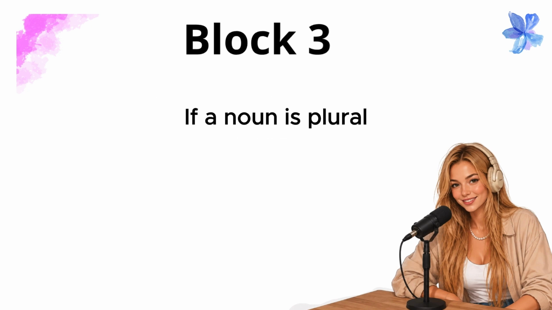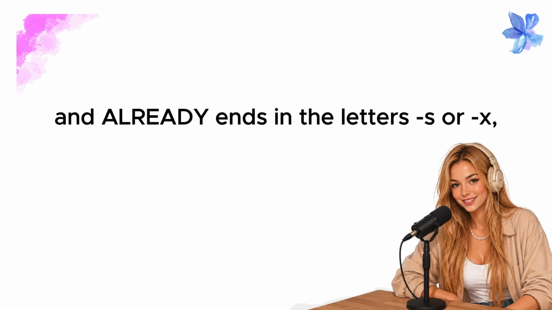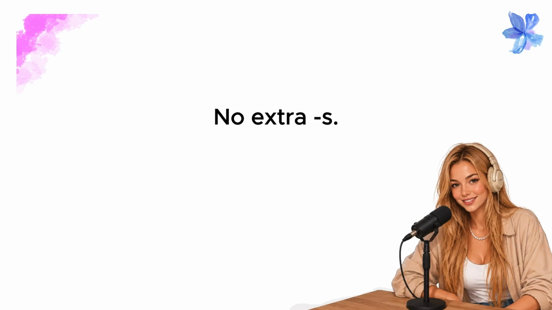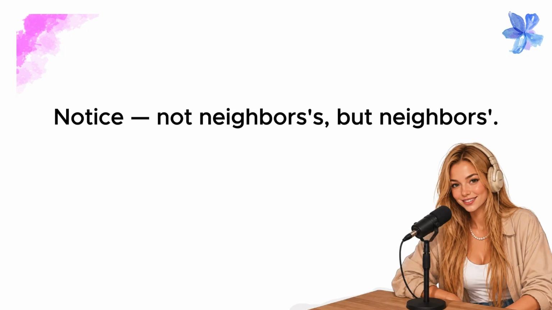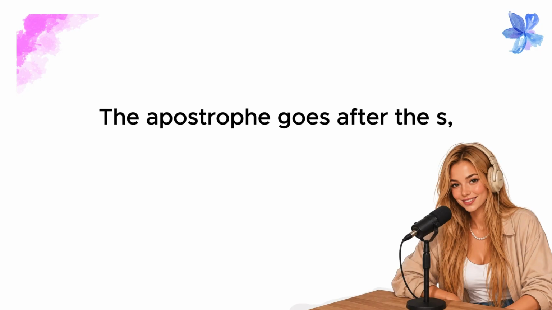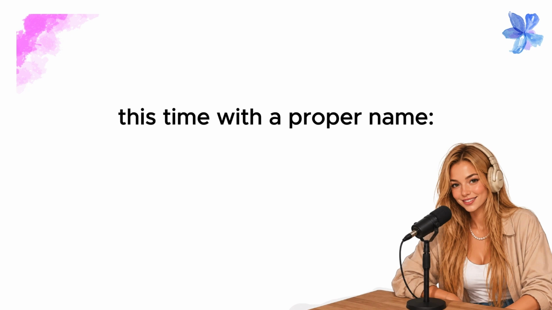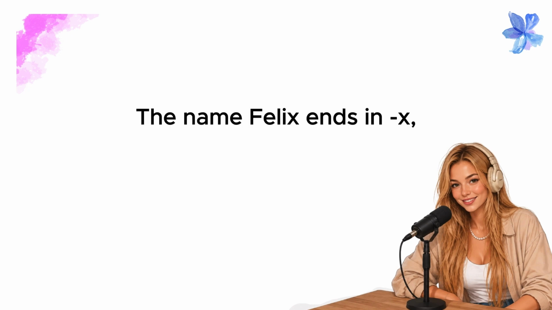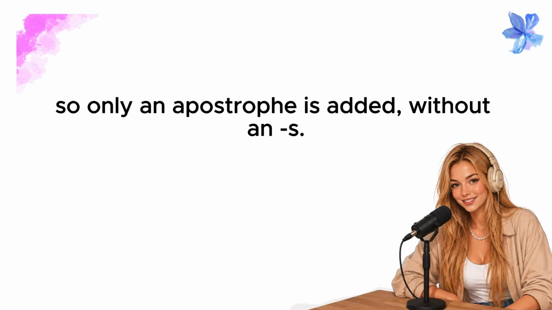If a noun is plural and already ends in the letters S or X, you add only an apostrophe, no extra S. Neighbors' garden. Notice, not neighbors's, but neighbors'. The apostrophe goes after the S and nothing else is added. Or here's another example, this time with a proper name, Felix' altar. The name Felix ends in X, so only an apostrophe is added, without an S.